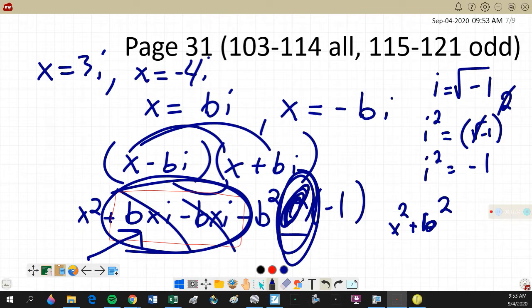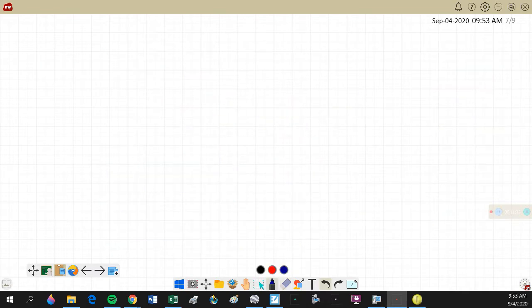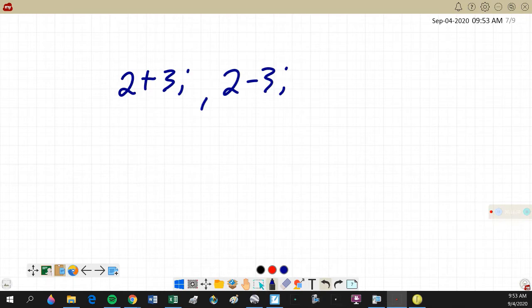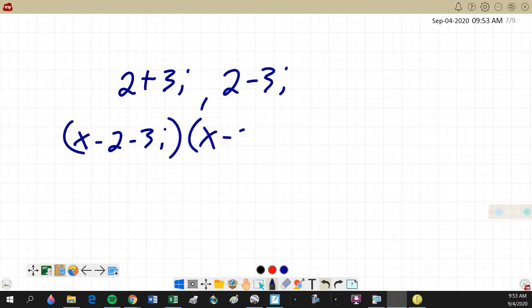So if your quadratic has real number coefficients and it misses the x-axis, then your imaginary roots will always be a conjugate pair, 3i and negative 3i, plus or minus 7i. It does get a little bit more complicated. What if one of the roots was 2 plus 3i? What's the other root? It would be 2 minus 3i. And then you would have x minus 2 minus 3i and x minus 2 plus 3i.